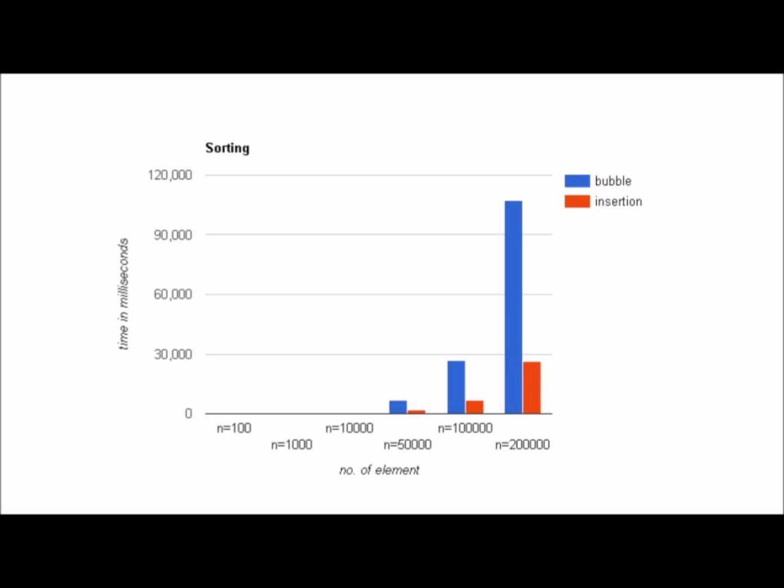This is the graph that I created from the data that I got from the previous slide. As we can see on the right side, there are 200,000 elements, and we can see the time it took to execute and the difference.